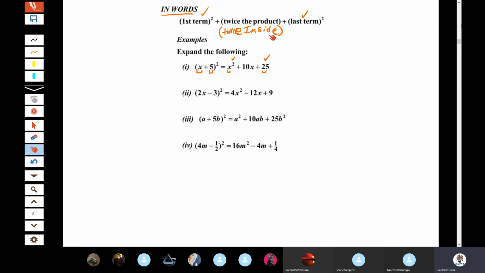And then you've got twice the inside. So twice the product of the inside. So that means this. 2 times, always 2 times the inside. These two numbers multiplied together. So 5, which is positive 5, times x. What's 2 times 5 times x? Well, 2 times 5 times x is 10x.